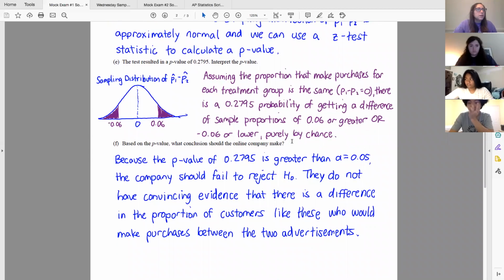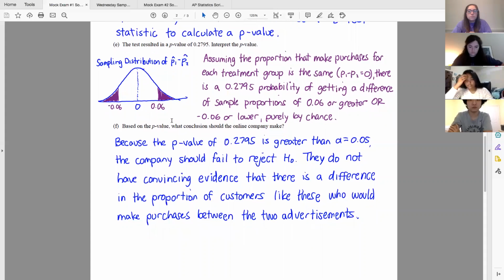Part E was interpreting the p-value, and I made a script for that. Assuming the null is true, it's the probability of getting this or something more extreme. On this one, it was a 2-tailed test. If you just stuck with "or more extreme," that would be fine. They wrote 0.06 or greater, negative 0.06 or less, but if you said more extreme, that's okay too.